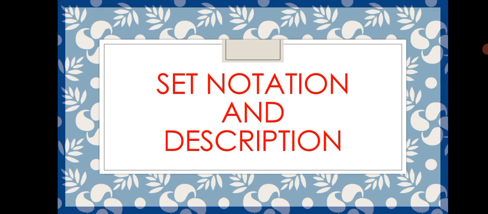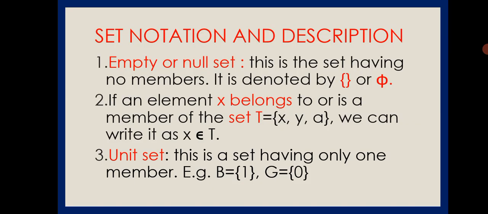Now, set notation and description. How is it done? In your previous lesson, that's JHS, you were told the types of sets, isn't it? If that's the case, then let's see the first one and let's talk about it. Set notation and description. The first one is what we call the empty or the null set.